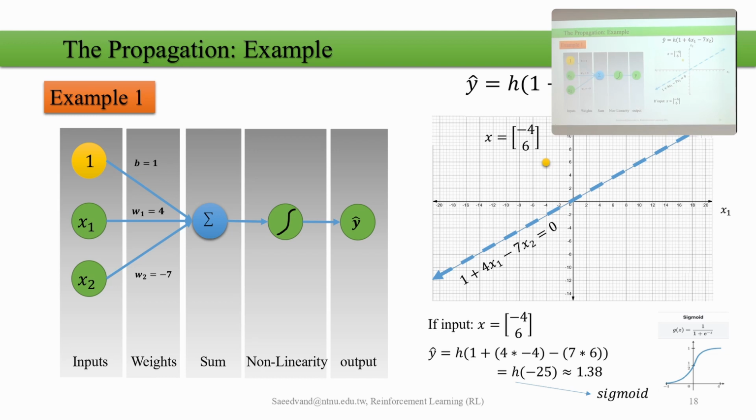And if, for example, we give the input as -4 and 6, some values for x, then you calculate it, you have some value. That h of -25 is minus 1.38, and that comes from sigmoid. So if you give this -25 to the sigmoid function, the output will be 1.38. I calculate it for you and demonstrate it over here. If you have ReLU, what will happen? Because it's negative, it will be 0. So the activation function just will be calculated for you there.